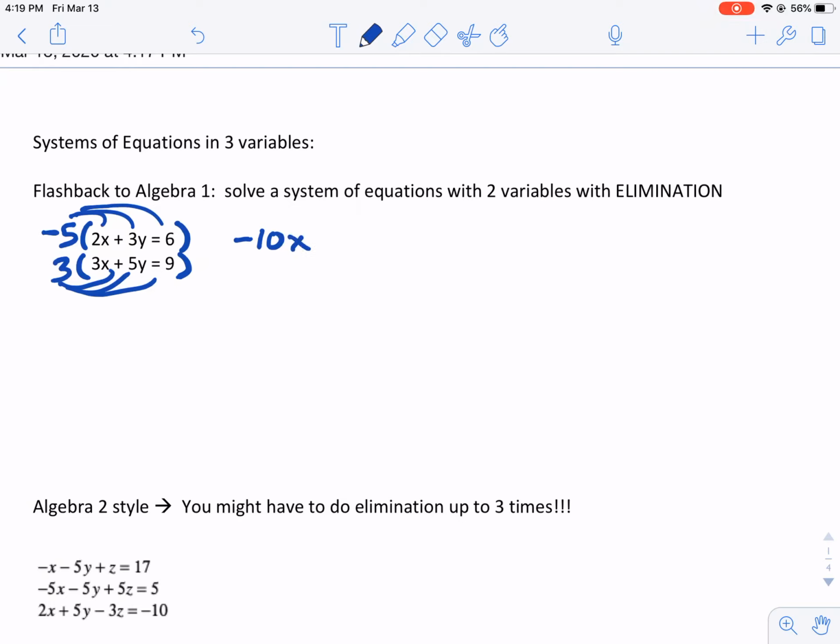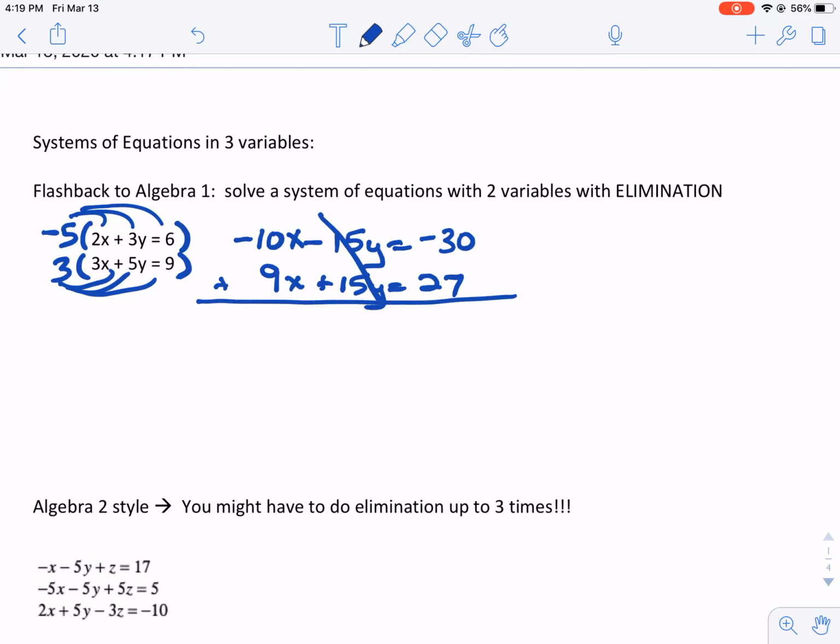So -10x plus 15y equals -30. 9x plus 15y equals 27, and I just realized I put a +15 on the top equation, not negative, excuse me, -15y. Alright, so now I'm going to add these equations together, and when I do, the y's cancel. -10 plus 9 is -1x. The y's are gone. -30 plus 27 is -3. And now I divide by -1, and x equals 3.